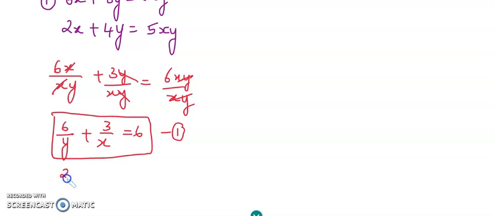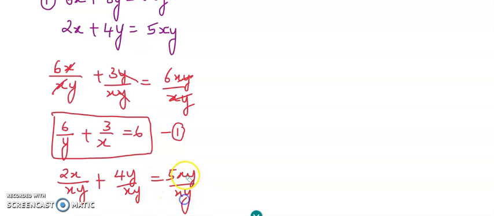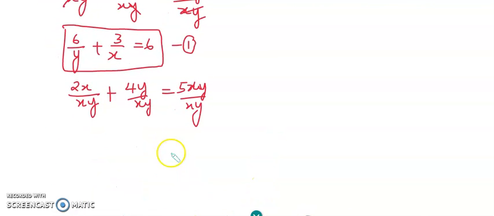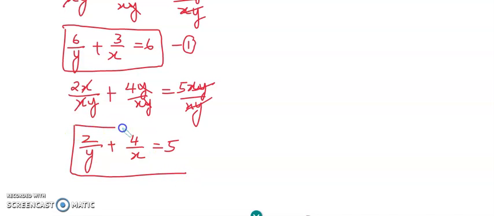My second equation is 2x upon xy plus 4y upon xy equals 5xy upon xy. Again, the x cancels off, the y cancels off, and xy cancels off. So 2 upon y plus 4 upon x equals 5. Now, is this still in the same form that I can directly apply the cross multiplication? No. Why? Because my variables are in the denominator.